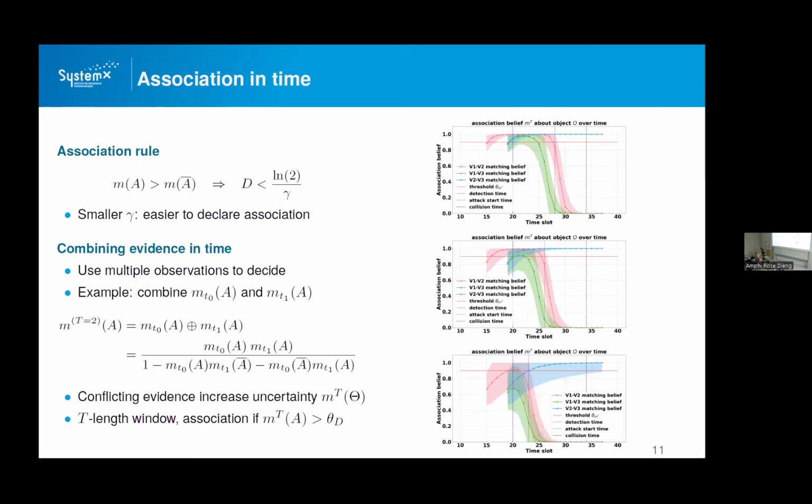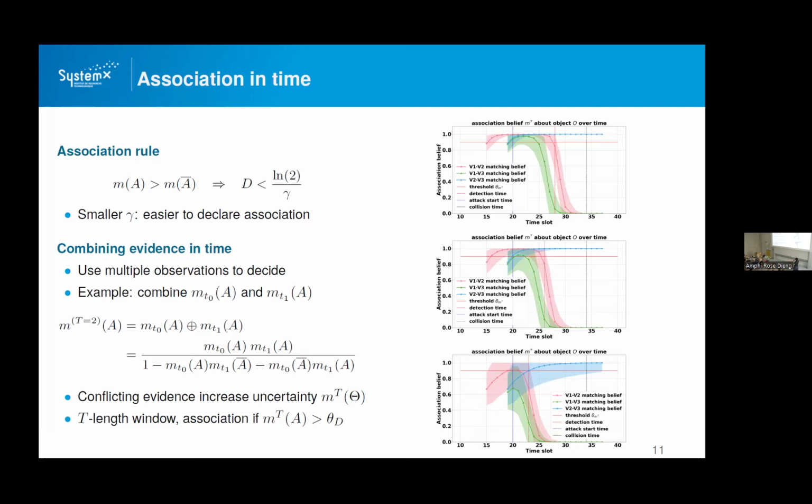And I'm really, really late. So the thing that I'm going to tell you is that, of course, you can use this method to associate pairwise descriptions. When you take one reading, you get your association rule that depends on the distance and on this gamma, which is a parameter. Of course, these readings arrive periodically, so what we want to do is to combine evidence in time to make a sounder assessment of the association.